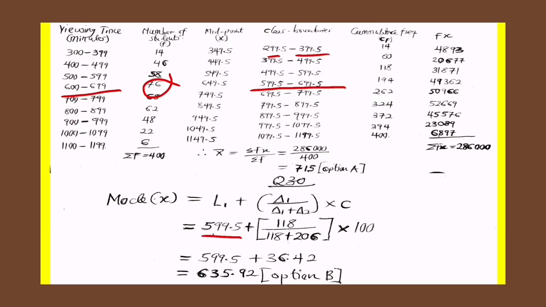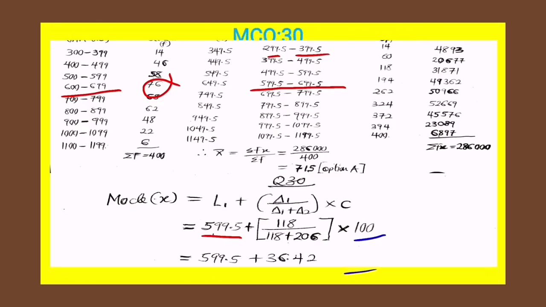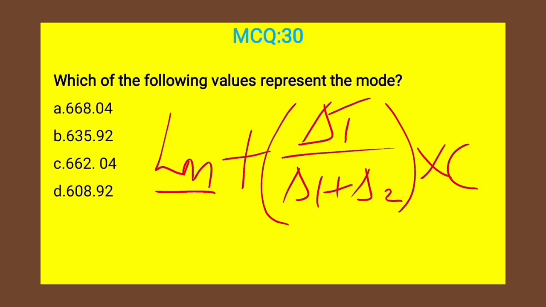Then multiply by my C. My C was 100. How did I get that? I take the difference across the class width of the modal class, 699.5 minus 599.5, which gives 100. When I worked it out, I had a total of 635.92, and that was the answer for part B in that case.